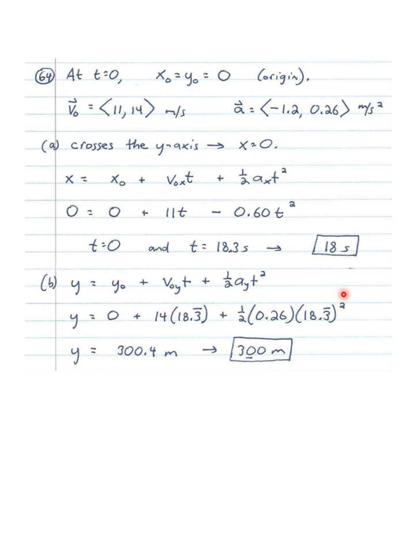Question B asks, what is its y-coordinate at that time? And so let's do it. We know the time. It actually came out to be 18.3 repeating seconds, and I'm going to use that more precise value down here. So y equals y naught, which is 0, plus we plug in all the values, v naught y and t, 1/2 y component of acceleration, which is 0.26 times t squared, and you get 300.4 meters as the y value.